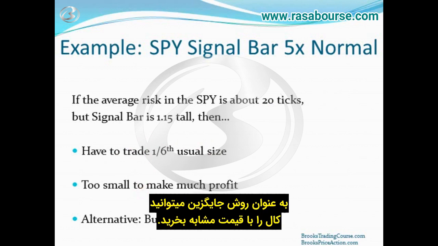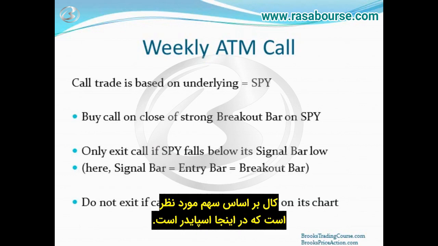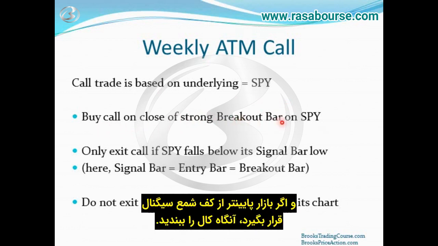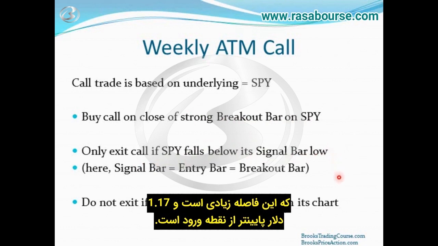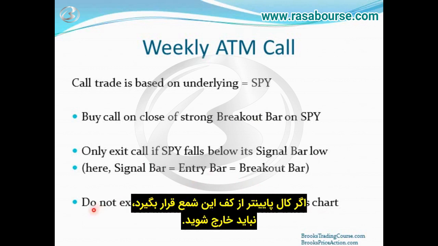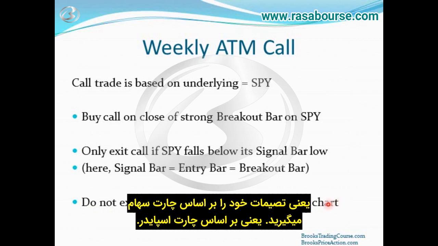As an alternative, you may just go ahead and buy the at-the-money call. The call is based on the underlying, on the spider. And so go ahead and just buy a call on the close of that strong breakout bar, and only exit the call if the spider falls below the low of that signal bar. Yes, that's far below, 117 cents below your entry price, or your theoretical entry price. But that's okay. You do not exit the call if the call falls below the low of that bar, right? So you're basing your trading decisions not on the chart of the call. You're basing your decisions on the chart of the underlying, in this case the spider.